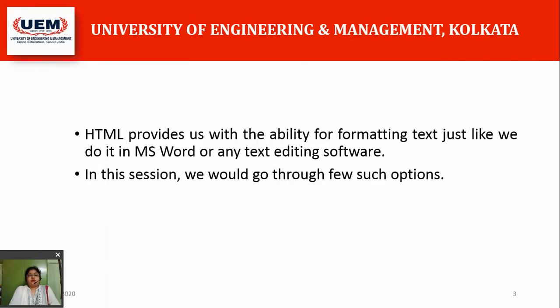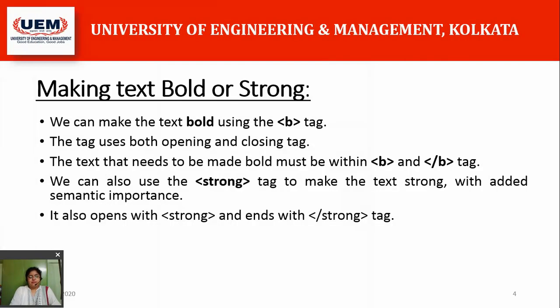HTML, hypertext markup language, provides us with the ability for formatting text just like we do in Microsoft Word or any text editing software. In this particular session, we would go through a few such options. So the very first option is making text bold or strong. We can make the text bold using the B tag. The tag uses both opening and closing tag. The text that needs to be made bold must be within B and /B tag.